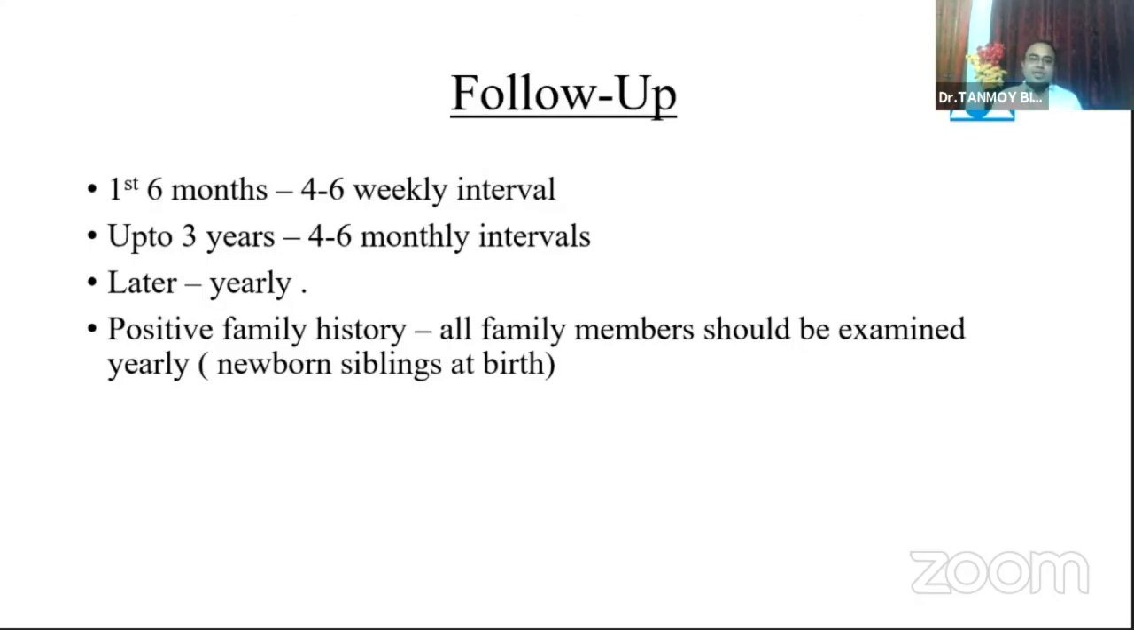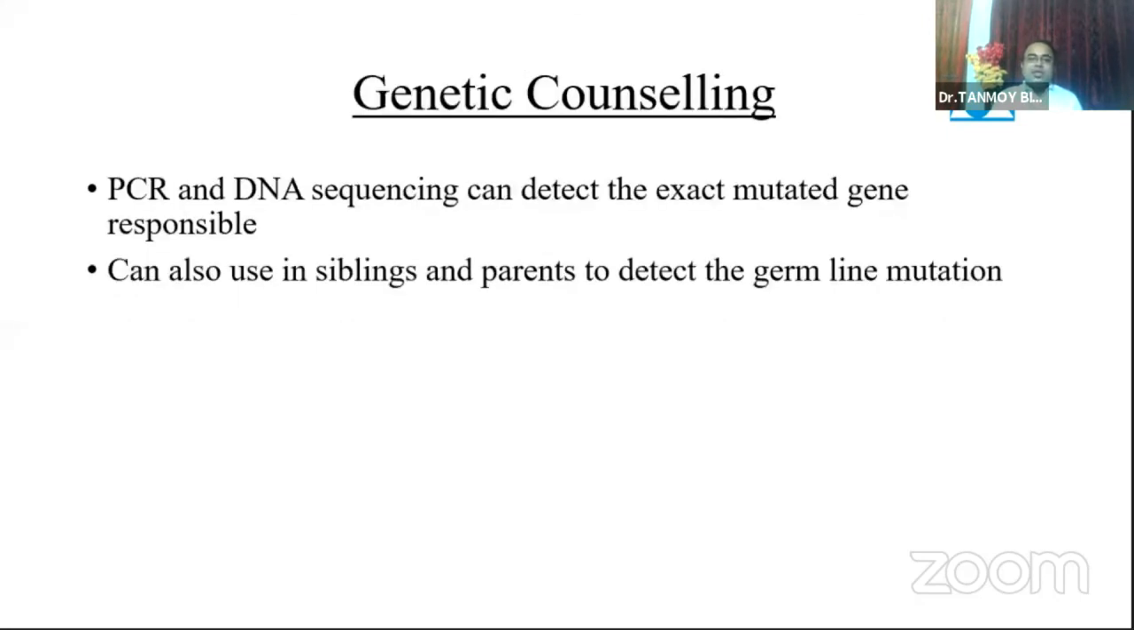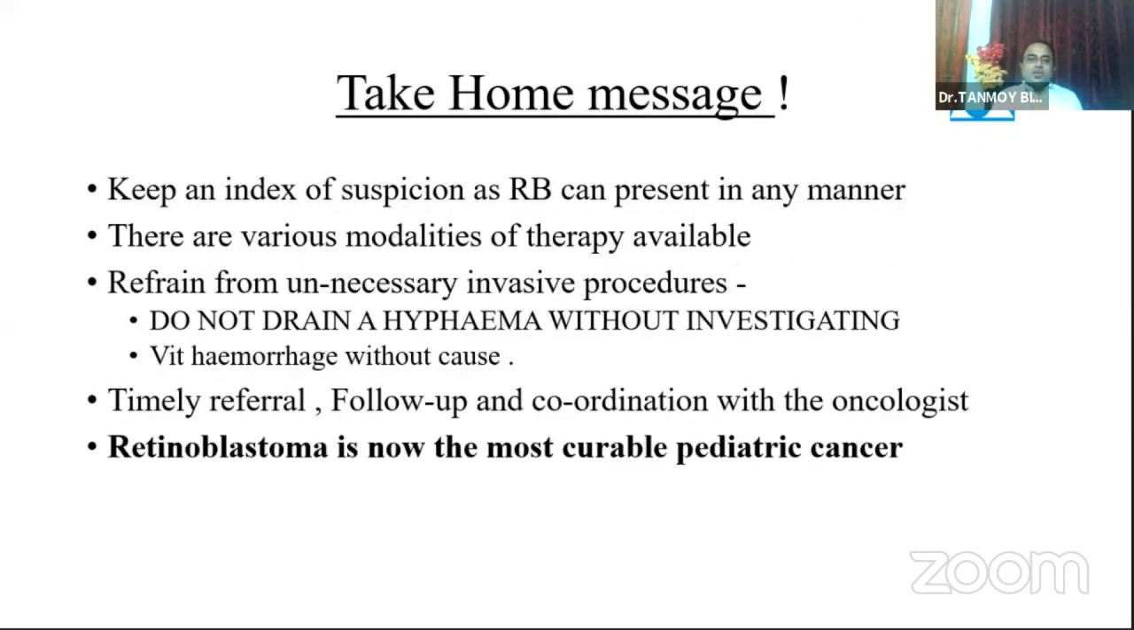With a positive family history, all members should be examined yearly. Genetic counseling is very helpful, can detect the exact mutated gene, and can also be used in siblings and parents to detect germline mutations. So the take-home message is keep an index of suspicion, as it can present in any manner. Refrain from unnecessary invasive procedures. For example, do not drain a hyphema or a vitreous hemorrhage without investigating, and ensure timely referral, follow-up, and coordination with the oncologist. Retinoblastoma is one of the most curable pediatric cancers.